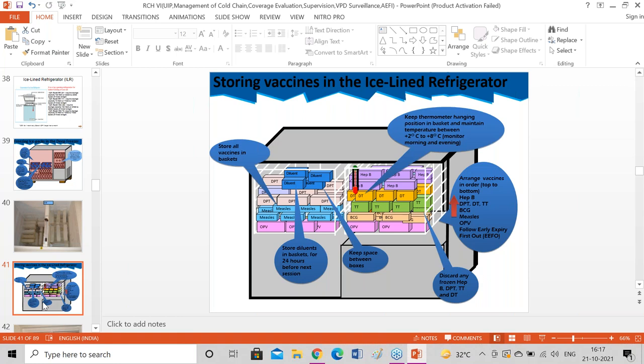Storage of vaccines in ILR. So you just go and read about these. What is the sequence of storage of vaccines? Definitely we are going to store the most heat labile vaccines at the lower part of the ILR because that would be the coldest part. So this is how we are going to store it. We store all vaccines in baskets, and store diluents in baskets for 24 hours before the next session. Keep space between the boxes, and we have thermometers hanging in the basket, and the temperature is monitored to be between +2 to +8 degrees centigrade.